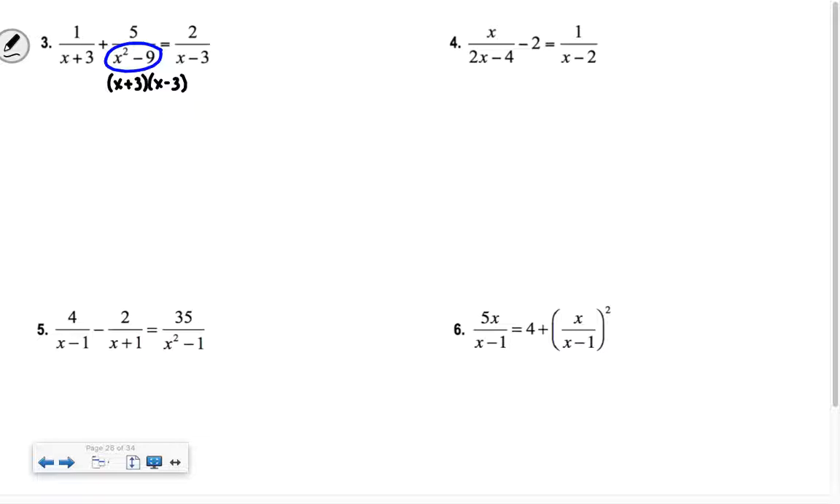The first fraction has an x plus 3 on the denominator. The second one has an x plus 3 and an x minus 3. And the last one has an x minus 3. If I was going to get them all to be the same denominator, what would they all be? Do you guys see that? You would need both of them: x minus 3 and x plus 3. So that's going to be our least common denominator. That's what we multiply this entire thing by. We're going to multiply by x plus 3 times x minus 3.